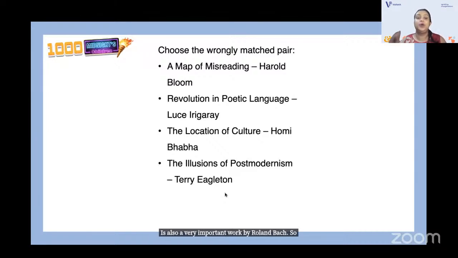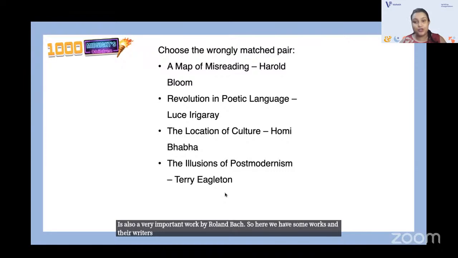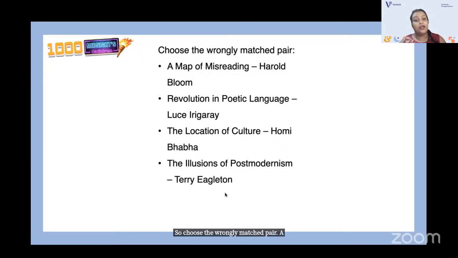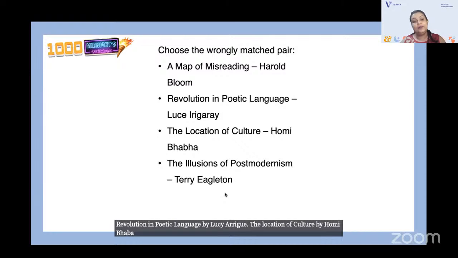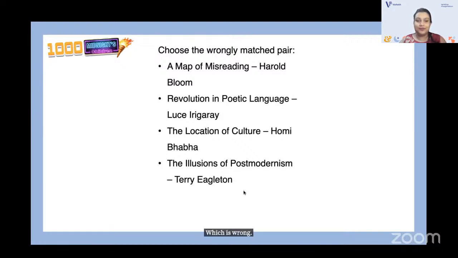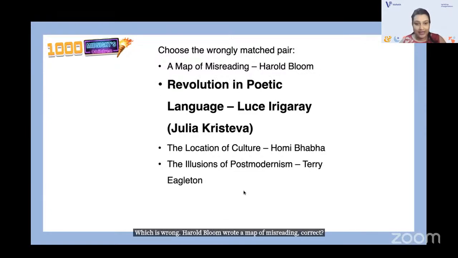So here we have some works and their writers, but one pair is wrongly matched. So choose the wrongly matched pair. A Map of Misreading by Harold Bloom, Revolution in Poetic Language by Luce Irigaray, The Location of Culture by Homi Bhabha, and lastly, The Illusions of Postmodernism by Terry Eagleton. Which is wrong? Harold Bloom wrote A Map of Misreading, correct? It was not Luce Irigaray. It was Julia Kristeva who wrote the work Revolution in Poetic Language. Okay, that's the only wrong option here.